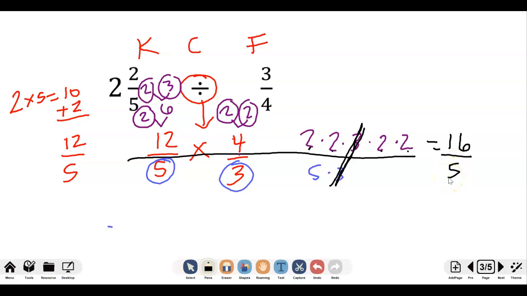So last step is to go from an improper into a mixed number again. How many times does 5 go into 16? 5, 10, 15. It goes in there 3 whole times, and I'll have 1/5 left over. So my mixed number answer would be 3 1/5.